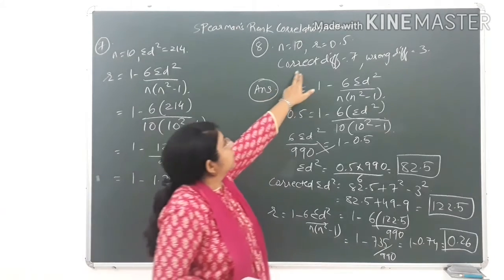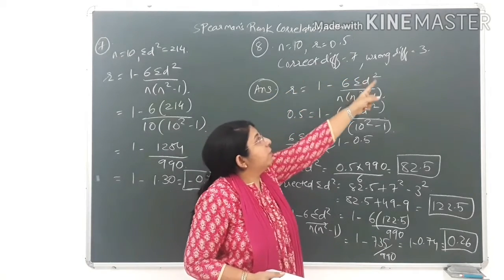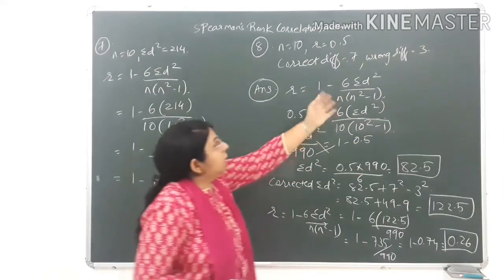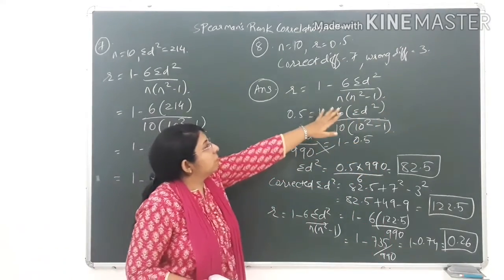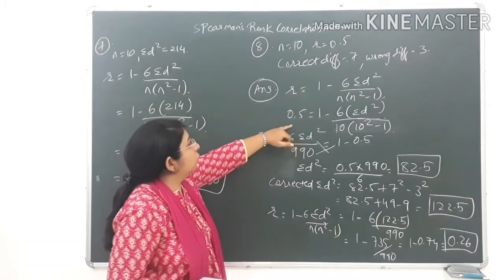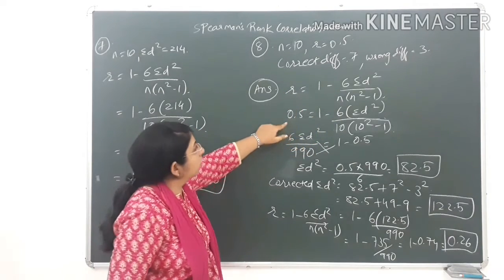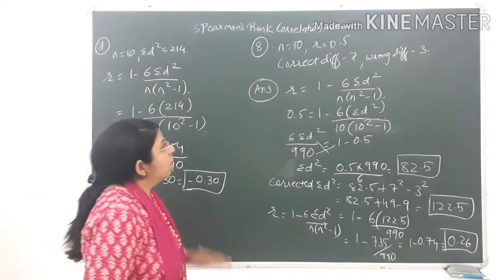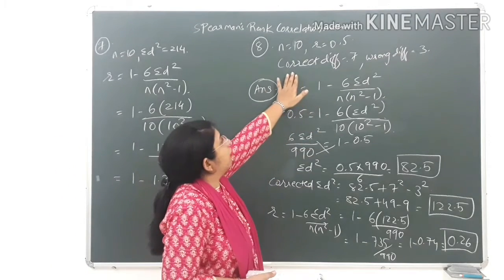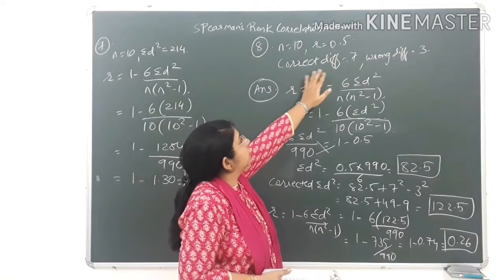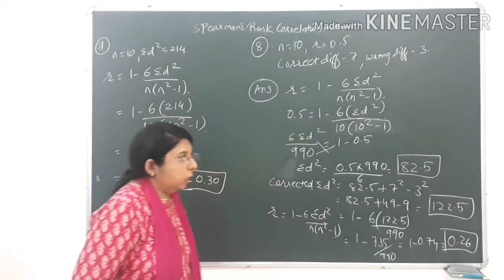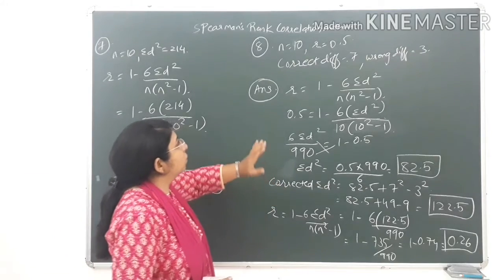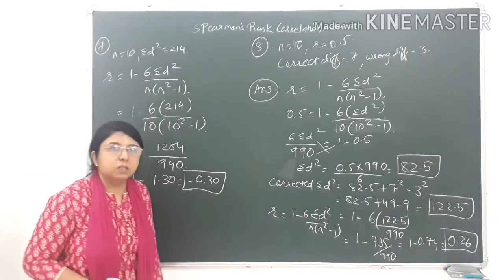So the correct difference is 7, but by mistake we have written the difference as 3. By taking 3, we found the value of sigma d square, did the calculation and got the correlation coefficient, that is 0.5 over here. But now we have to rectify the mistake by putting the correct value of difference, that is d is equal to 7. So first of all, we have to find the value of sigma d square, because the correction will be done in sigma d square only.